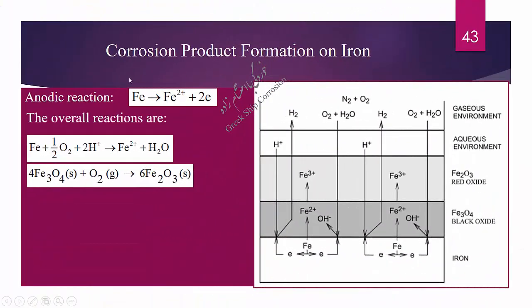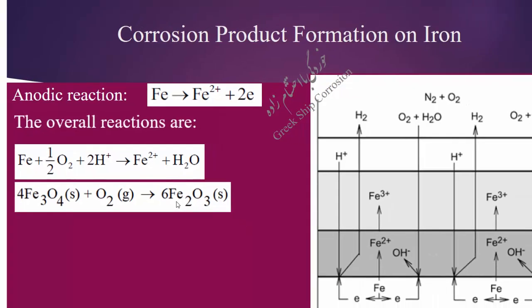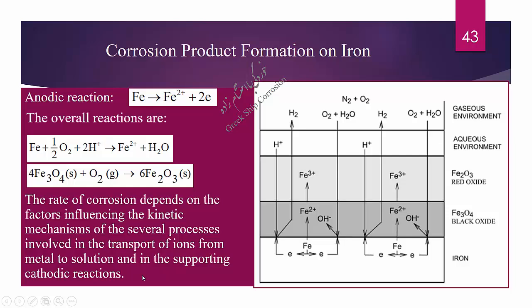Corrosion product formation of iron. Anodic reaction is Fe converts to Fe2+ plus electrons, and the overall reaction is Fe plus half a mole of oxygen plus 2H+ produce Fe2+ or ferrous cations plus water, or 4 moles of Fe3O4 plus oxygen produce 6 moles of hematite. The rate of corrosion depends on the factors influencing the kinetic mechanisms of the several processes involved in the transport of ions from metal to solution and in the supporting cathodic reactions.